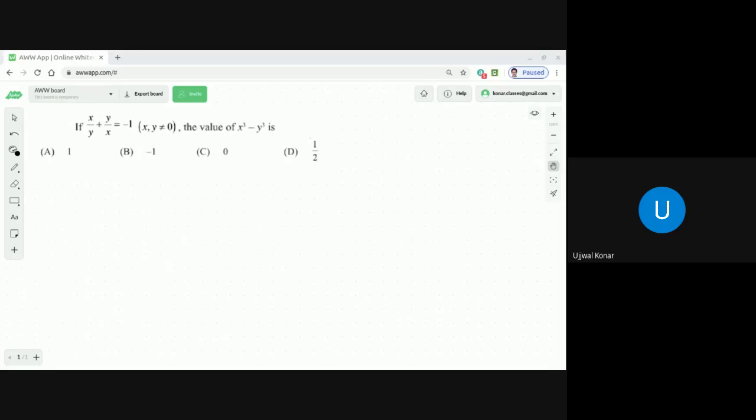of x cube minus y cube. So what do you know x cube minus y cube? If you recall the formula for x cube minus y cube, it is x minus y into x square plus xy plus y square. Correct or not? So what is x cube minus y cube? That is x minus y into x square plus xy plus y square.